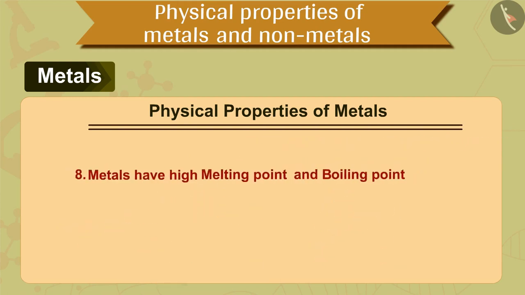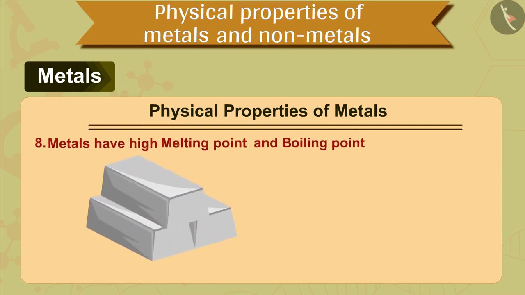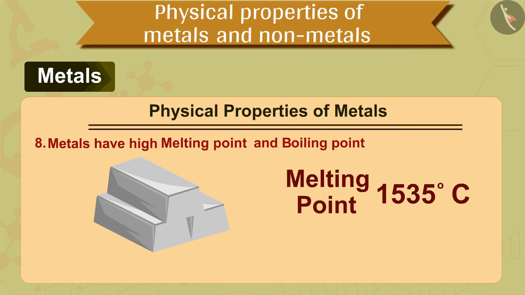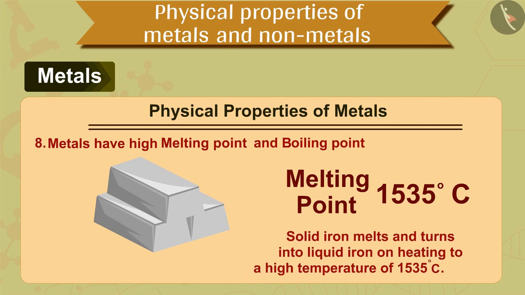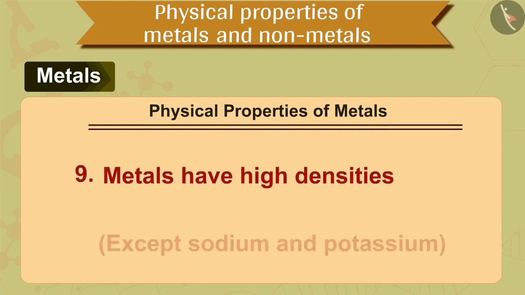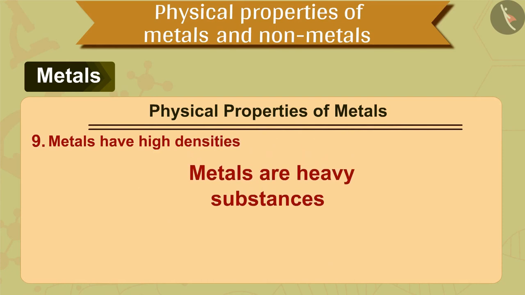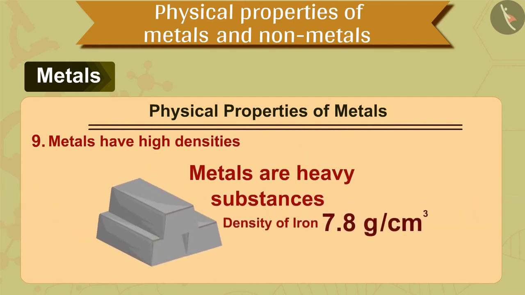The next, eighth property of metals is that metals have high melting and boiling point, except sodium and potassium, which have low melting point. For example, iron metal has high melting point of 1535 degrees Celsius. This means that solid iron melts and turns into liquid iron on heating to a high temperature of 1535 degrees Celsius. Let's move ahead to the next, ninth property, which is that metals have high densities, except sodium and potassium. It means that these metals are heavy substances. For example, the density of iron is 7.8 grams per centimeter cube, which is quite high.